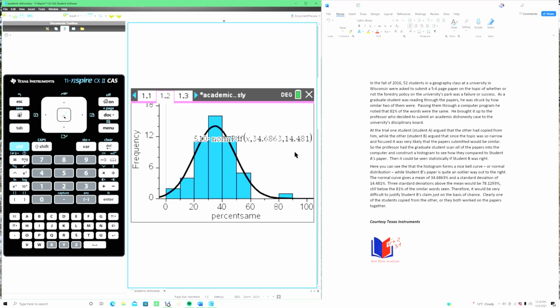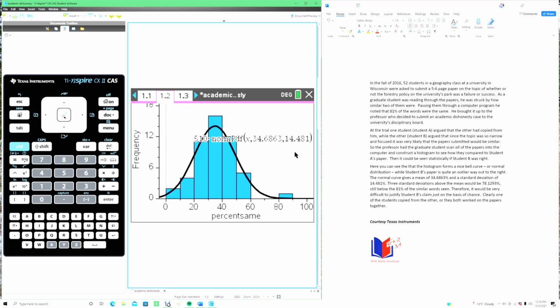Today we're going to use statistics to prove a point. Let's start. In the fall of 2016, we have 52 students in the geography class at the University of Wisconsin, and they are asked to submit a 5 to 6 page paper on the topic of whether or not the forestry policy on the university's park was a failure or success.